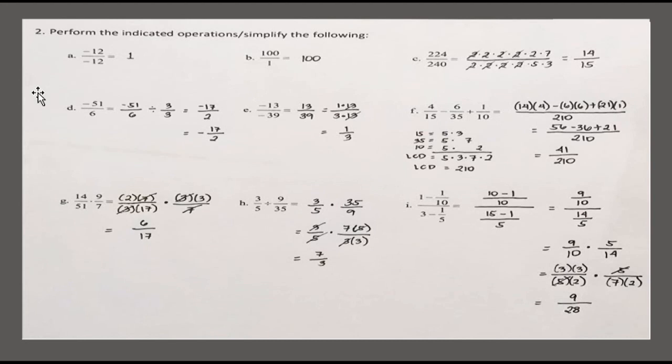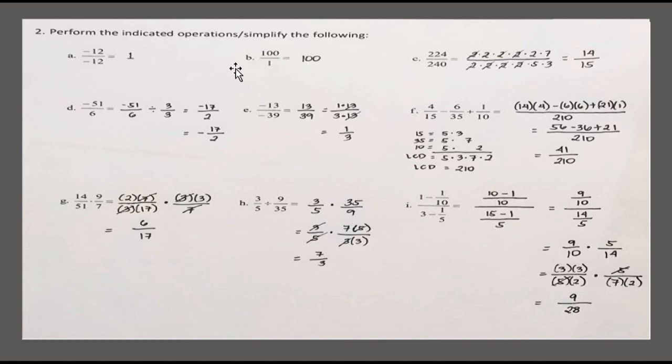Number 2, perform the indicated operations. Simplify the following. Okay, letter A, negative 12 over negative 12, that is equal to 1. Nganong 1 man? So, negative 12, kung ato siya i-divide sa iyang self, the answer is 1. So, positive 1 siya since if we divide two negative numbers, the answer is positive.